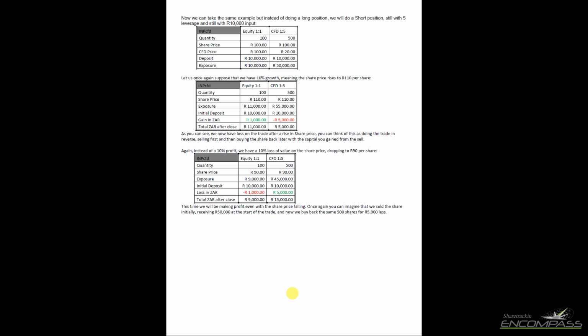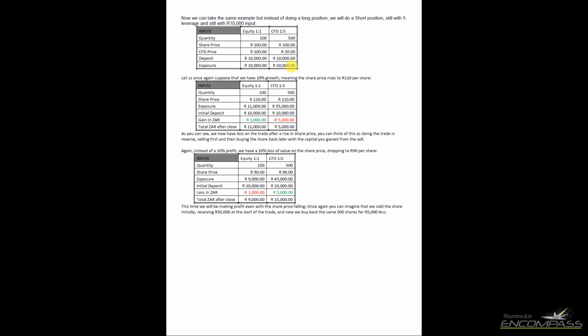So now, everything on the left-hand side is still the same. Everything for equity is going to be the same as in the previous example. There's no changes there. But for the CFD side, it's quite different. You'll see 500 shares, 100 Rand each, but you're paying 20 Rand because you're paying 20%. So your deposit is still 10,000, your exposure is still 50,000. Now the way that this works on Standard Bank's end is essentially you're doing the trade in reverse, but we'll explain that as we're going along.